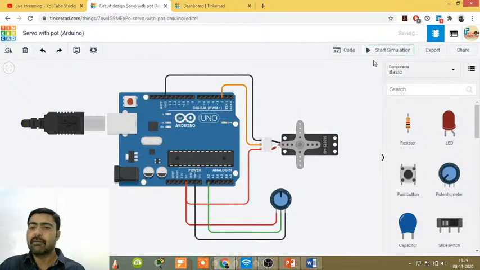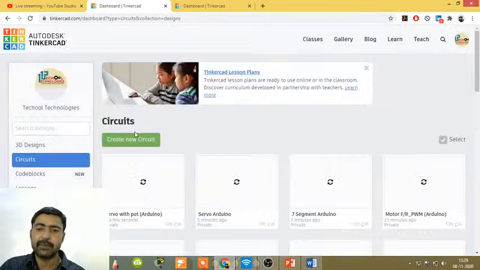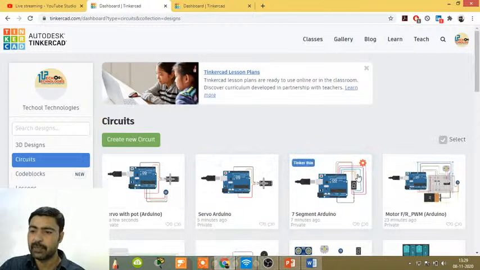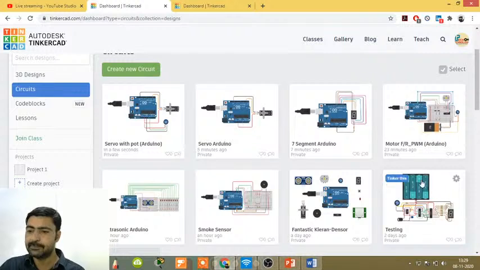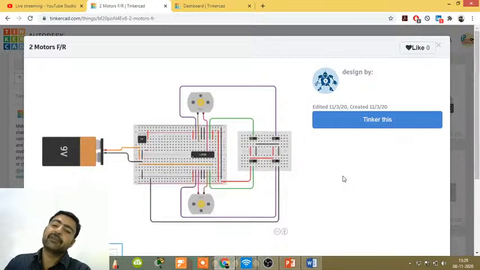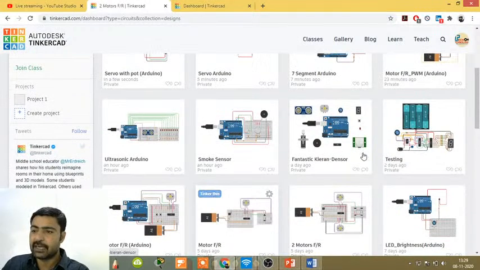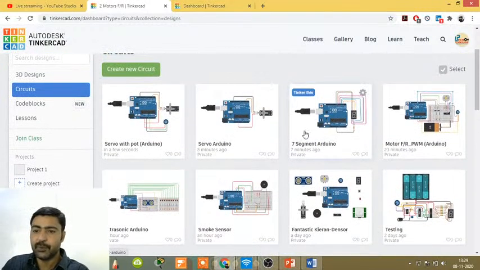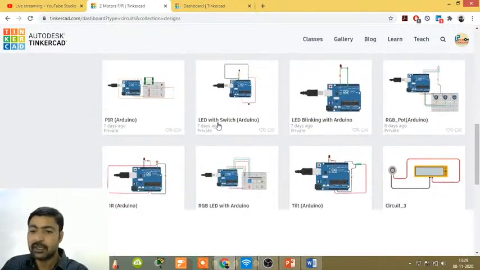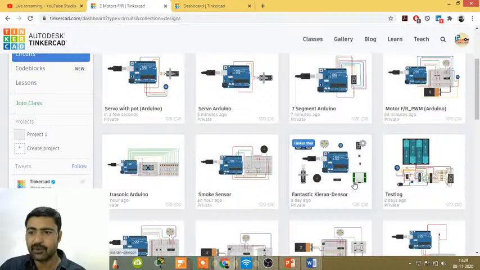So we have covered all the projects here, and we have some more projects for you which will be sent to you by our team on your WhatsApp numbers. As you are seeing, this is one project where we have connected 2 motors with Arduino. By mistake I have deleted it, no problem. We will be sending more projects to you for your practice this week.